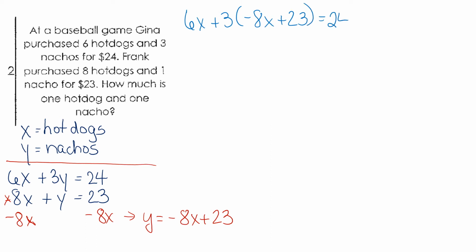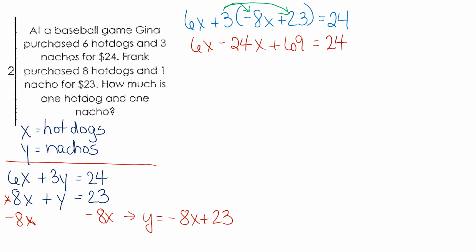equals 24. At this point, you want to make sure you do your distributive property before you start combining like terms. So I'm going to leave my 6X. 3 times negative 8 is a negative 24. Keep your X. 3 times 23 is a positive 69. And bring down the rest of your information.